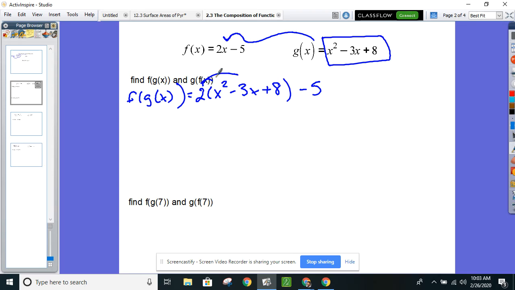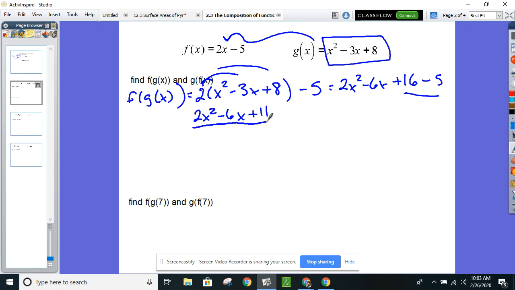So then we'll distribute this to simplify it. We end up getting 2x squared minus 6x plus 16 minus 5. So the final answer is the simplified version. So let's simplify that. Add like terms, we do that right there, those two. We end up getting 2x squared minus 6x plus 11. So that is f of g of x.